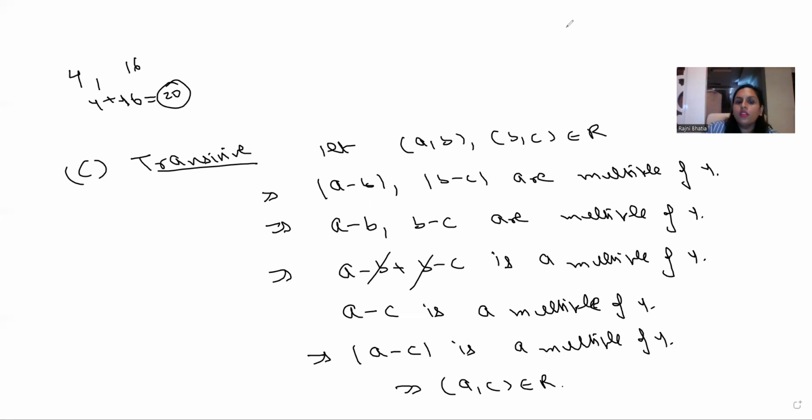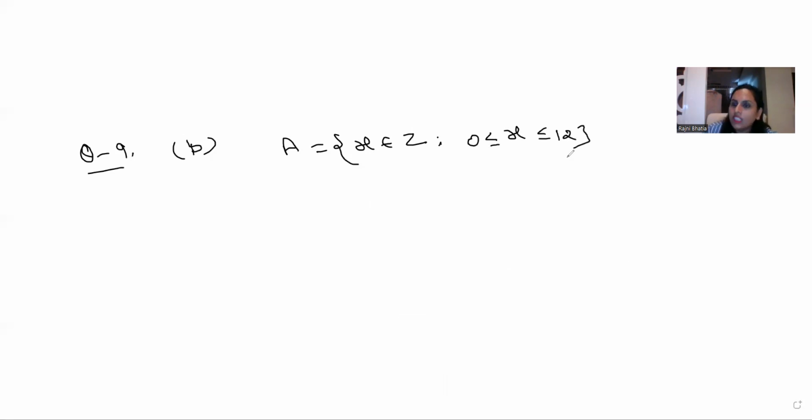Now we are going to do the B part of question number 9. The set A remains the same. Set A is x belongs to Z, which means x is an integer. x lies between 0 to 12, meaning the values that x can take are 0, 1, 2 and so on up to 12. The relation R is defined on A as (a, b) such that a is equal to b. So we have to show that this relation is an equivalence relation.